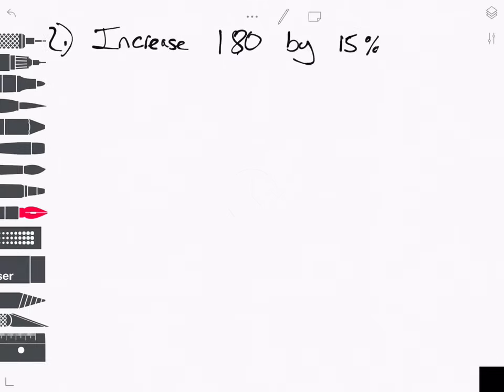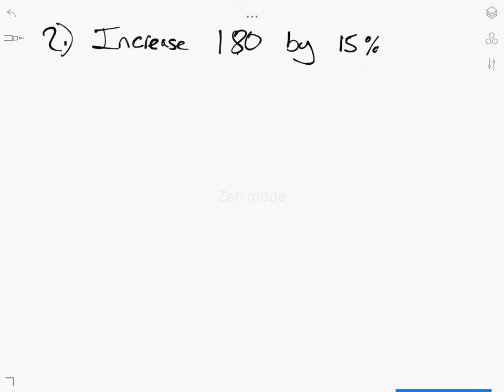Next one, here it says increase 180 by 15%. So the key word here is increase, which means to make larger. You're making 180 bigger than what it is now. So if you end up with a number smaller than 180, you've gone wrong somewhere. So increase means to get bigger. The opposite would be to decrease, spelled like that. Decrease means to make smaller. But we are increasing here, so we're going to start off by finding this 15%.